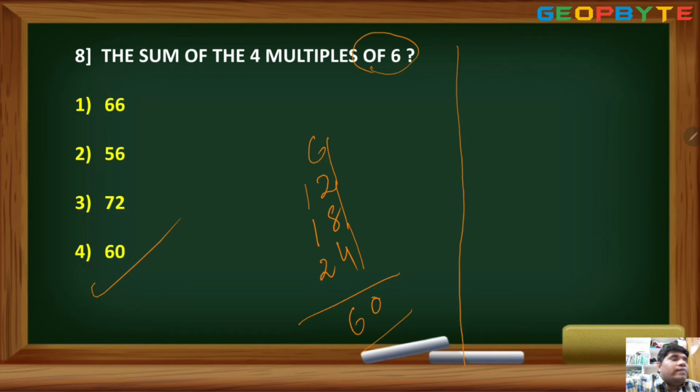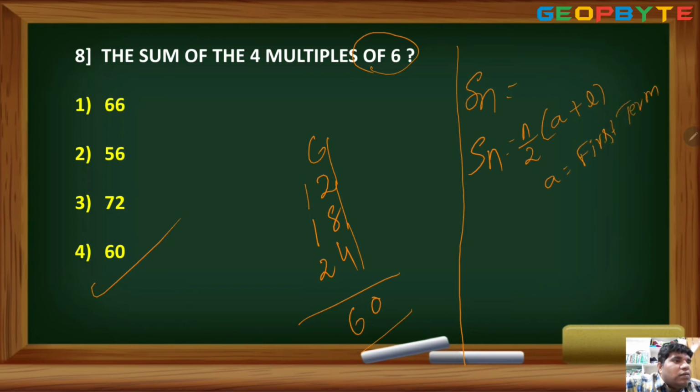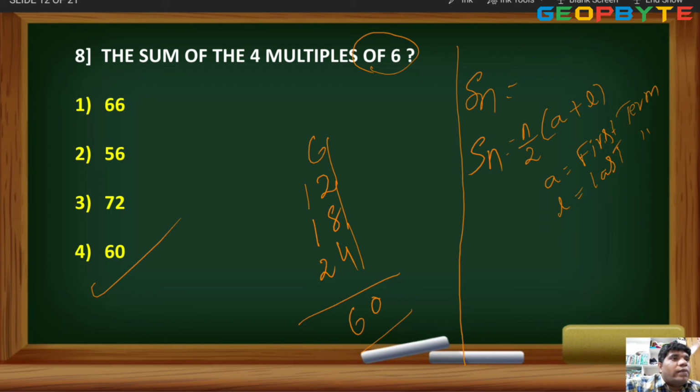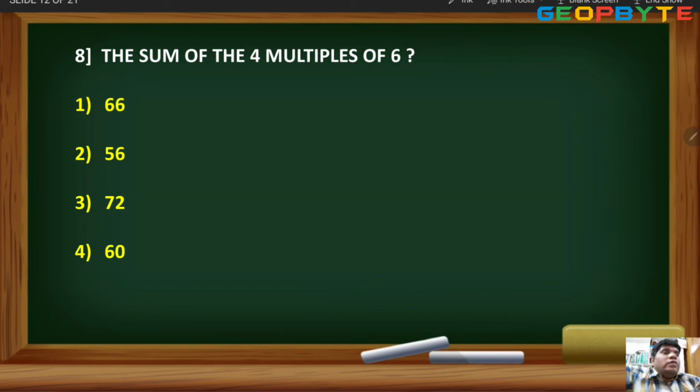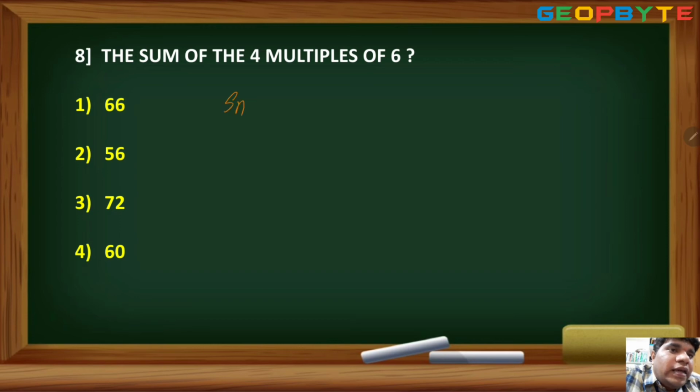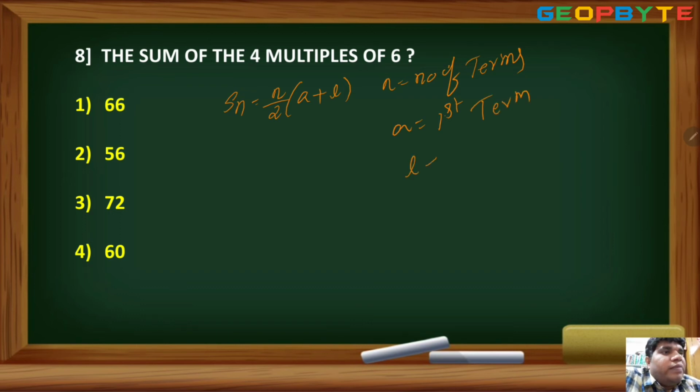But the logic, children, listen. Sum of n terms, S n, equals n by 2 into a plus L. N means the number of terms, a means the first term, and L means the last term.